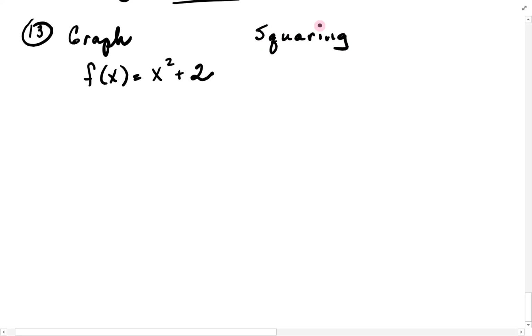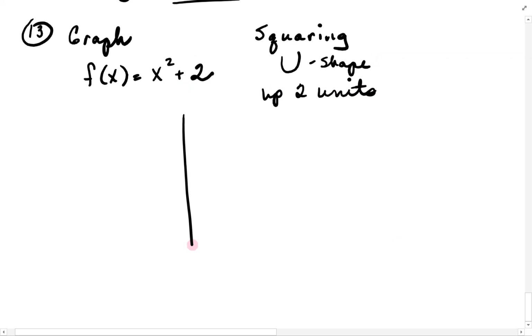I know the shape of the squaring function, which is kind of U-shaped. It's really a parabola. It's not quite a U, but it sort of looks like it. Then I look at the transformation, and this says plus 2 on the outside, so it will go up 2 units. So here's what my graph should look like when I find it.